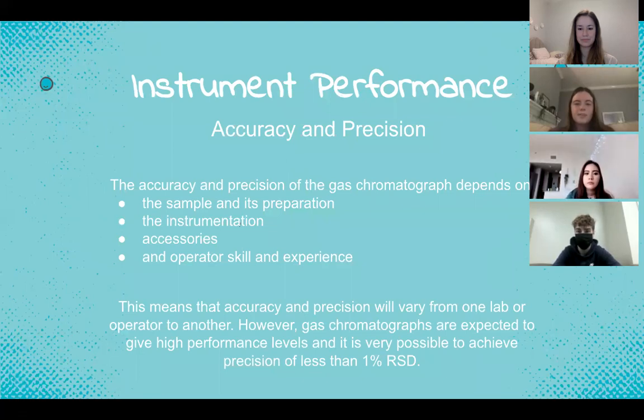Modern GC are expected to deliver the highest performance levels, but actual performance can suffer due to a number of reasons. Overall, the GC is known for having high accuracy, and it is possible to achieve a precision of less than 1% RSD.